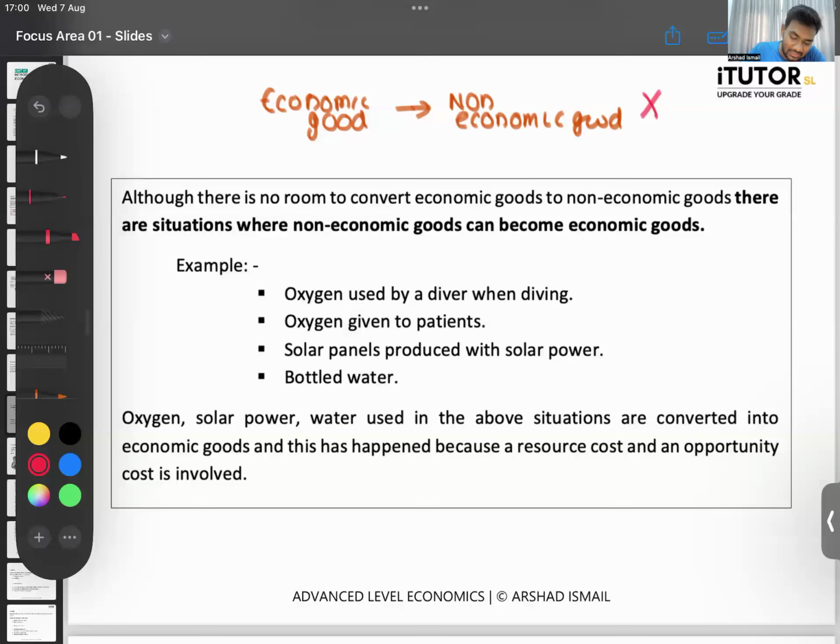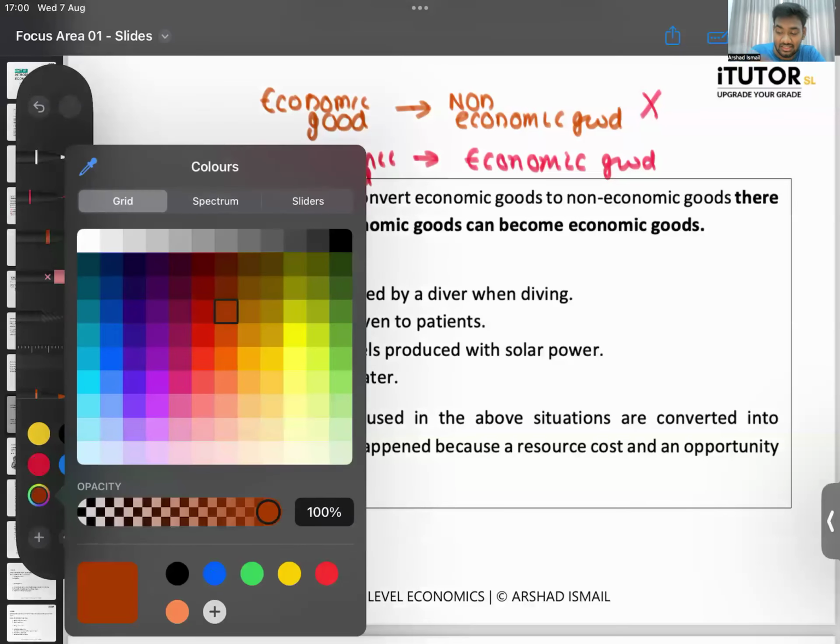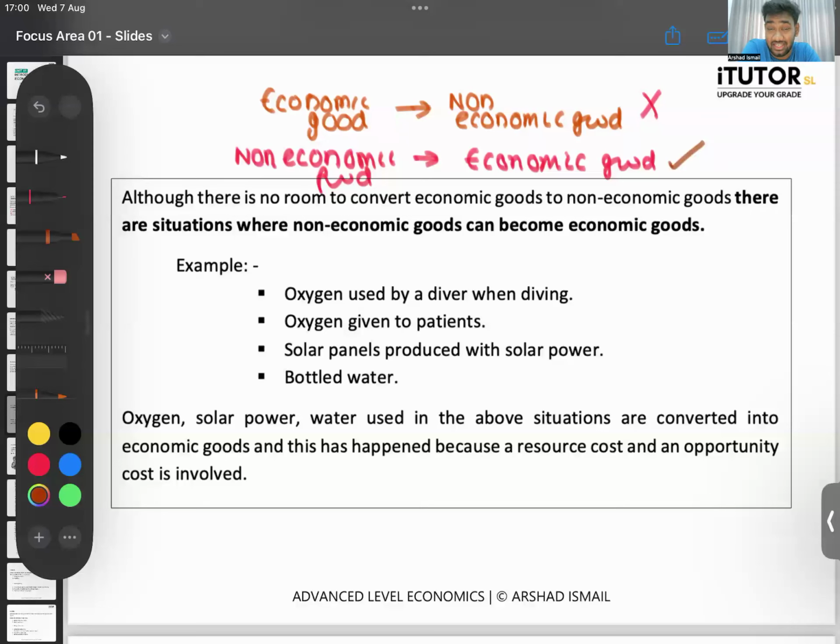But can you do the opposite? Can you convert a non-economic good, that is a good that is unlimited in nature, into an economic good? This you can. Can you give me an example? Example of converting a non-economic good into an economic good? Bottled water. The rainwater that you have is non-economic, unlimited. But if you take that rainwater, purify it, add value, put it into a bottle, the bottled water is an economic good.